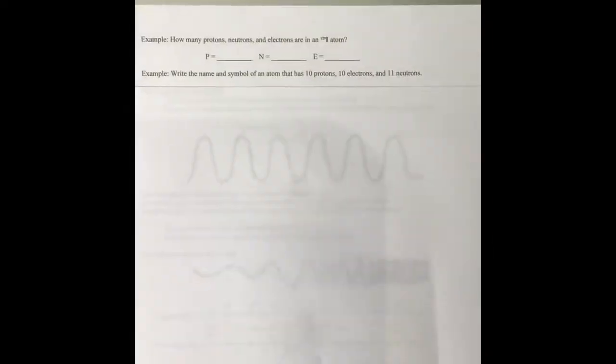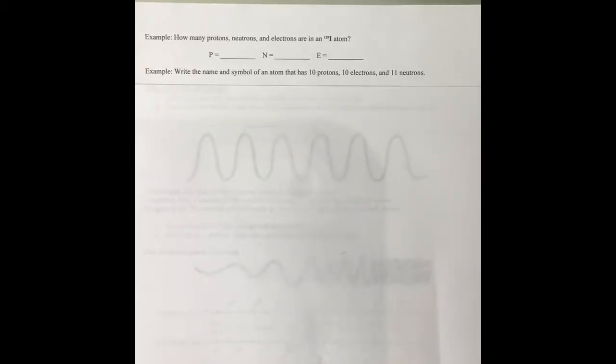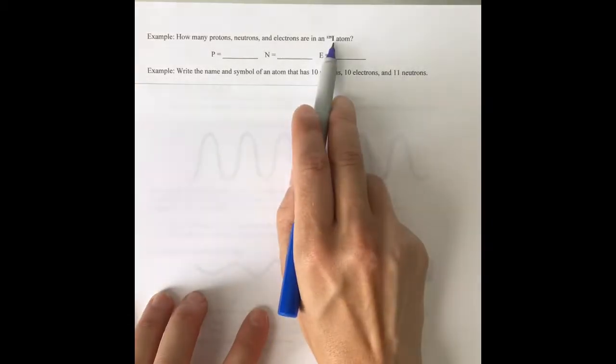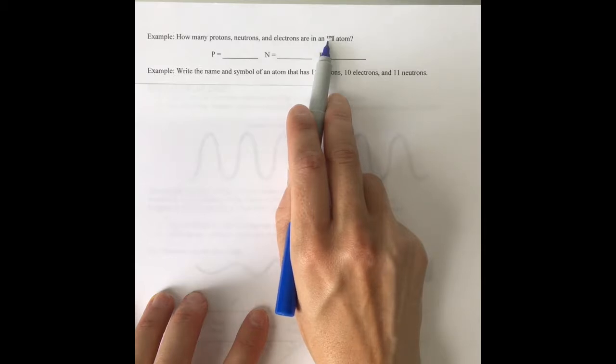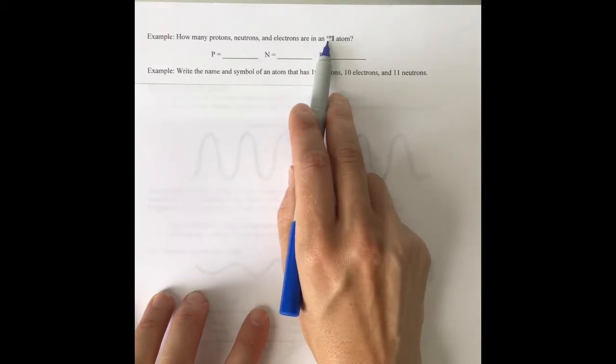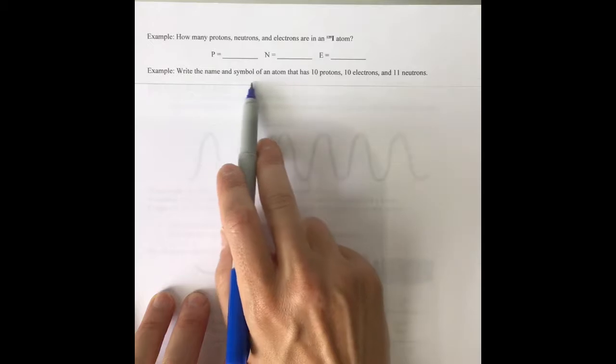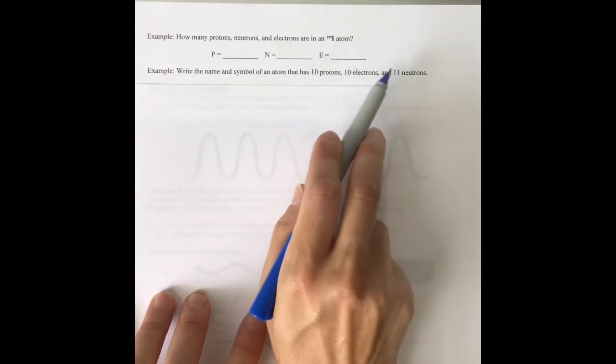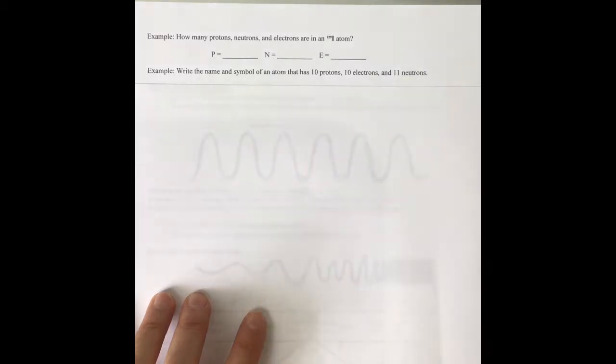On the back of your paper, you will see 2 example problems, and these are the type of problems you may get in your homework or on a quiz or a test to show that you understand how to find these particles in an atom. So it says how many protons, neutrons, and electrons are in an iodine 129 atom. Okay, I'd like you to try that one and then write the name and symbol for an atom that has 10 protons, 10 electrons, and 11 neutrons. Take a second to do those and we will come back and check our answer.